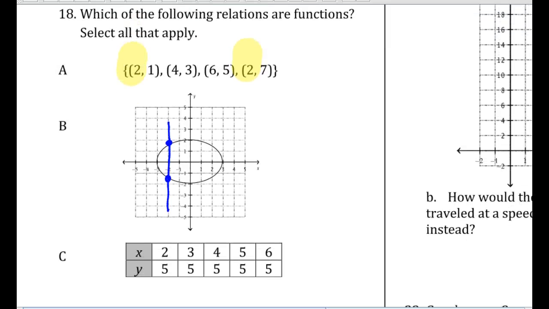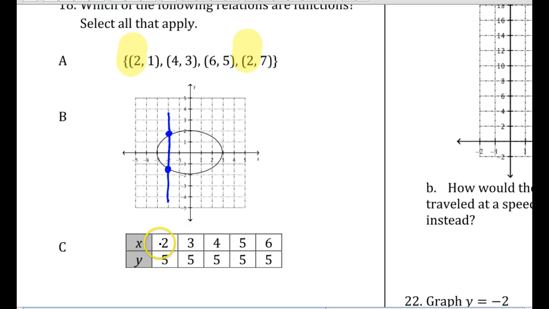Okay, looking at the table here, very similar to the ordered pairs, you're looking only at the x's. Remember, everything relies on the x's. So if you look here, you can see nothing is repeating. Doesn't matter about the y's at all, that they're all the same. So this one is a function.